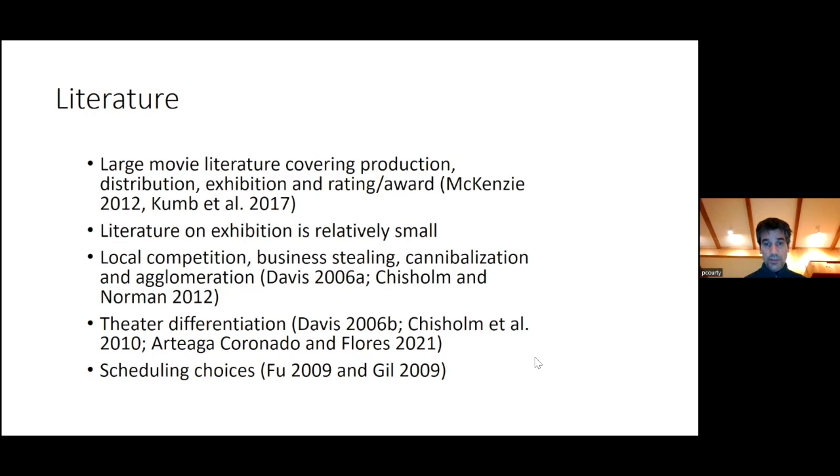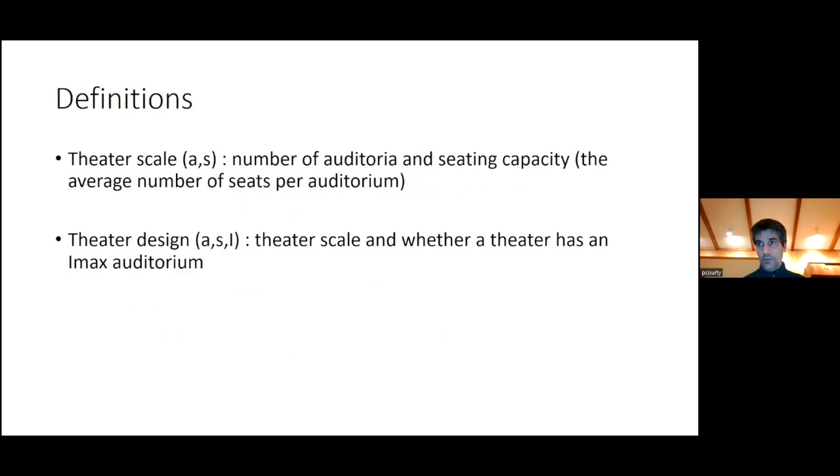So let me cover a little bit of notation to follow. We're going to define scale as the number of auditoria and the seating capacity per auditorium. Then theater design is going to be your theater scale and whether you have an IMAX, so that's going to be the triplet A, S, I. A could be, for example, five: you have five auditoria of 140 seats each, so S would be 140. And I would be one if you have, on top of that, an IMAX auditorium. So you would have A plus one auditoria, including one IMAX one.